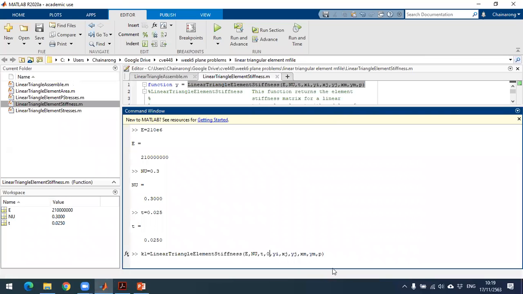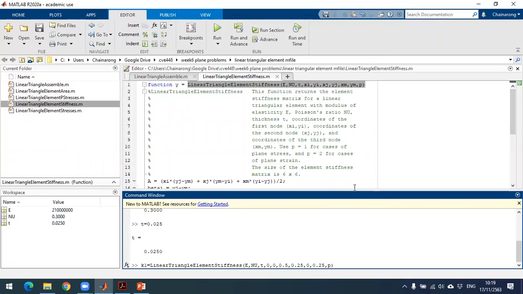So let's change the values. xi is 0, yi is 0, then xj is 0.5, yj is 0.25, xm is 0, ym is 0.25. And p is what?